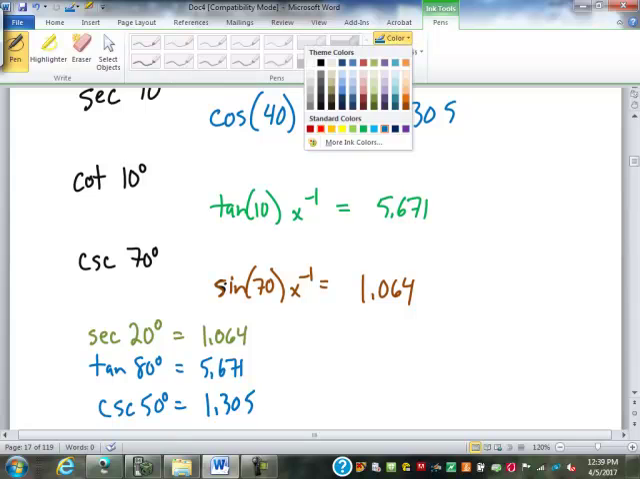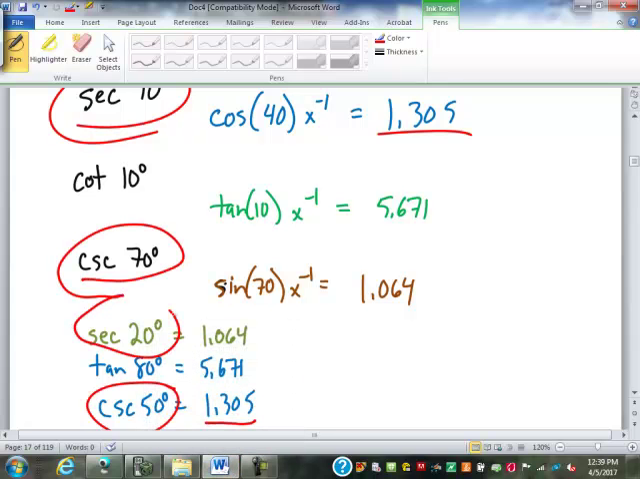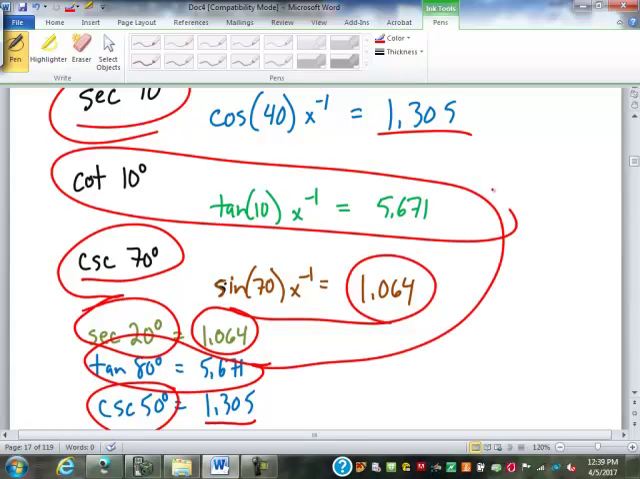Don't know if you caught what I did there, but this was the secant of 40 degrees. This is the cosecant of 50. 40 and 50 are complements. They add up to 90. So the secant of one should be the cosecant of the other, and they are. This was the cosecant of 70. This was the secant of 20. Again, 70 and 20 add up to 90, so they're complements. The secant of one should equal the cosecant of the other. And the same here, tangent and cotangent. 10 and 80 are complements, so the tangent of one should equal the cotangent of the other.